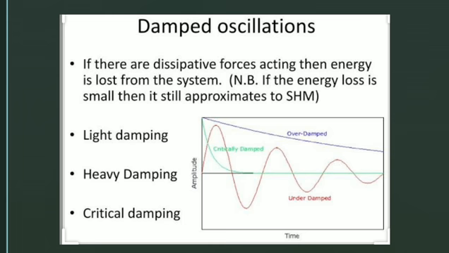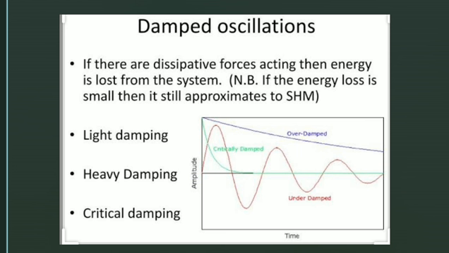Now see, if there are dissipative forces acting, then energy is lost from the system, right? Example, simple harmonic motion. There are three types of damping: light damping, heavy damping, critical damping. See, this is time and this is amplitude. The amplitude of the signal decreases with respect to time.